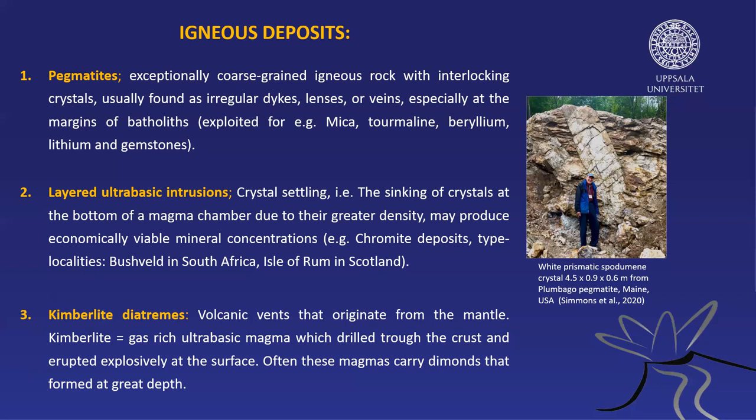The minerals, once they are formed, are heavier than the remaining liquid, and they sink at the bottom of the magma chamber. So we can form layers made almost by one single type of mineral, and we can find minerals like chromite in this kind of deposit. Type localities of layered basic intrusions: Bushveld in South Africa, we will talk about it in a few minutes, and Isle of Rum in Scotland.